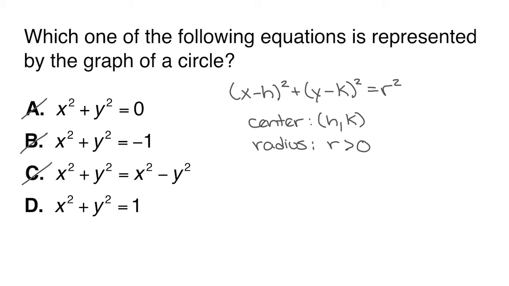In part D, we have x squared plus y squared equals 1. Looking at this equation, this is the equation of a circle with center at the origin and radius equal to 1. And so therefore, the equation shown that is the equation of a circle is x squared plus y squared equals 1.